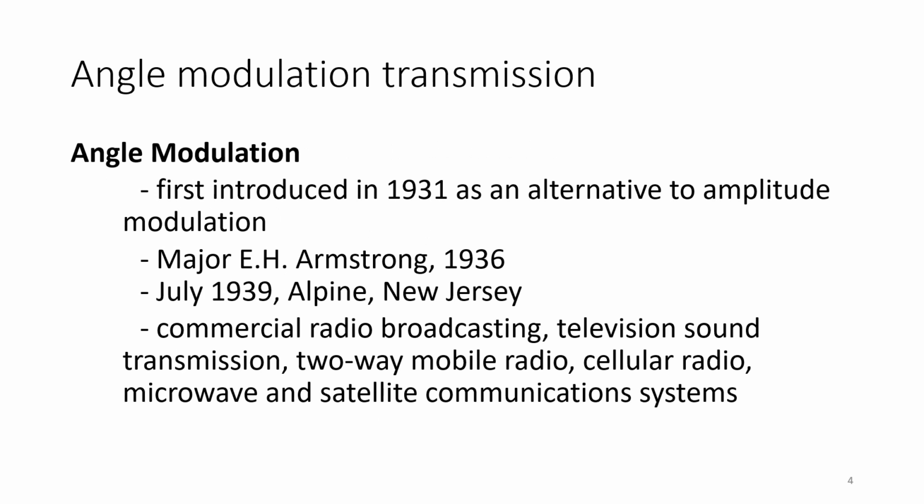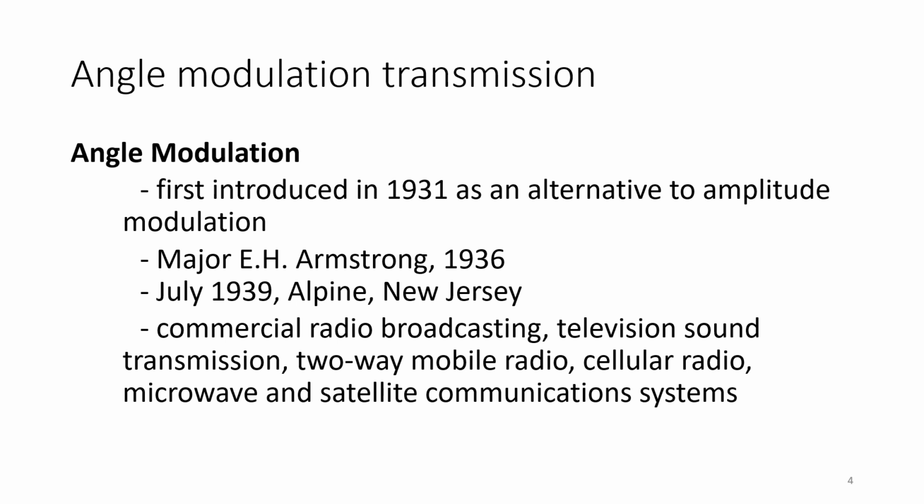Angle modulation was first introduced in 1931. This is an alternative to amplitude modulation. It is less susceptible to noise than AM, and consequently, it improved the performance of radio communications. It was Major Edward Howard Armstrong who in 1936 developed, or invented, the super heterodyne receiver. In 1936 was the first successful FM radio system, and in July of 1939, at Alpine, New Jersey, was the first regularly scheduled broadcasting of FM signals.